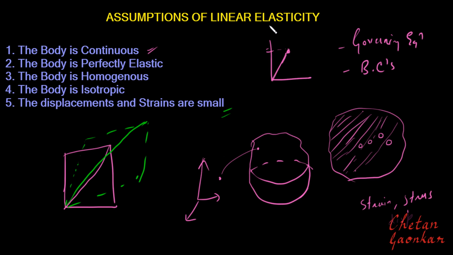Similarly, with this assumption, we know that strain is given by change in length divided by original length, and this is the first term. But if we take the square of this term, since our displacements and strains are very small, this product of small terms we will neglect straight away. The square of a small quantity will be a still smaller quantity, and all these higher order terms will be neglected straight away in the theory of elasticity.